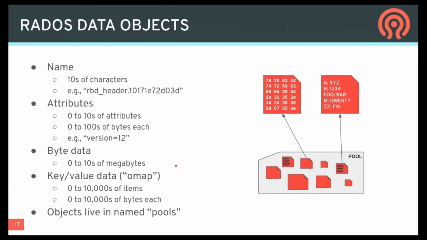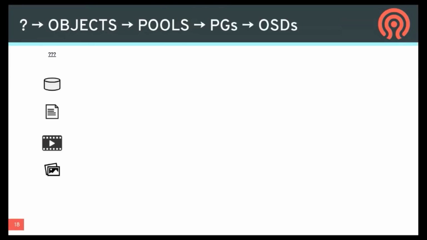Stepping back a bit, all of these objects exist within a logical grouping called a pool. Pools usually map to some sort of use case for deployment. So you might have a pool that contains all the virtual machine images for your cloud hosting infrastructure. You might have another pool that contains all the data for a file system, that sort of thing. So it's a high level, large grouping of objects in the system.